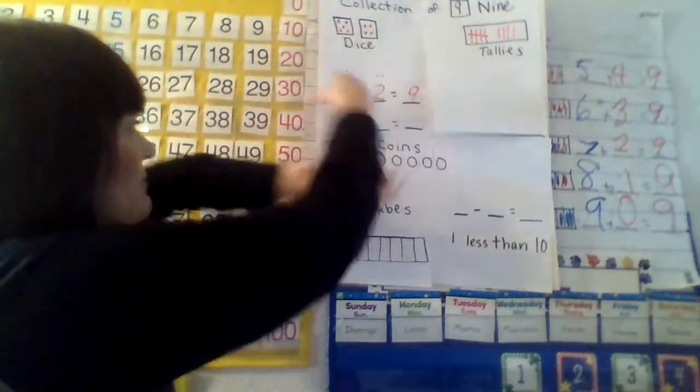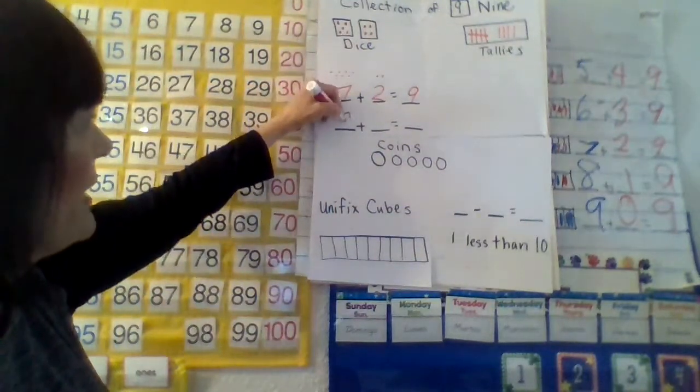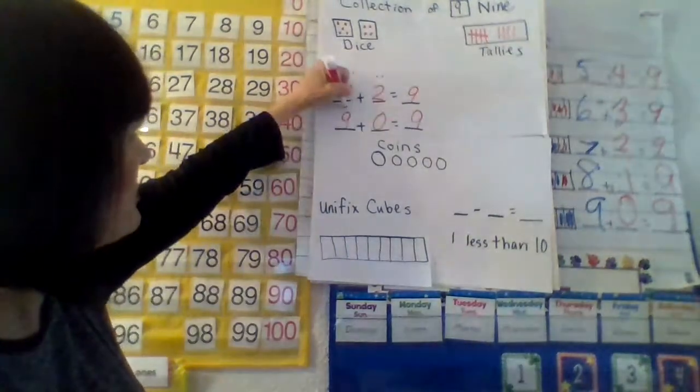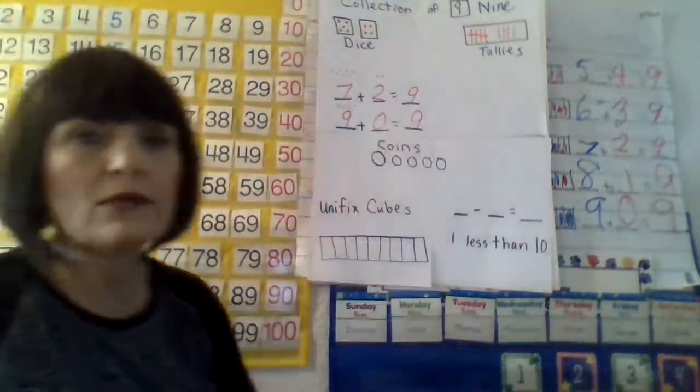My papers are kind of falling apart here. Let's see, how about if I do nine plus zero equals nine? One, two, three, four, five, six, seven, eight, nine. Nine dots plus zero dots equal nine.